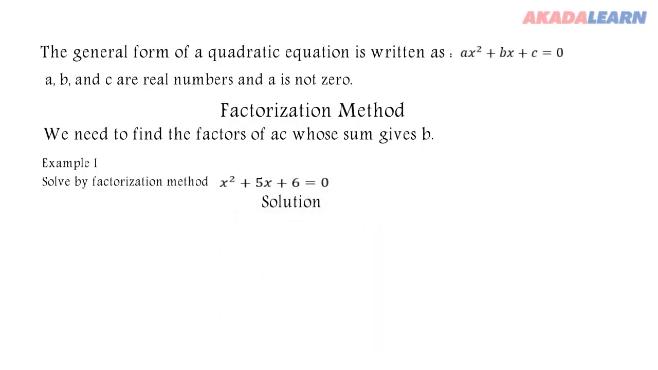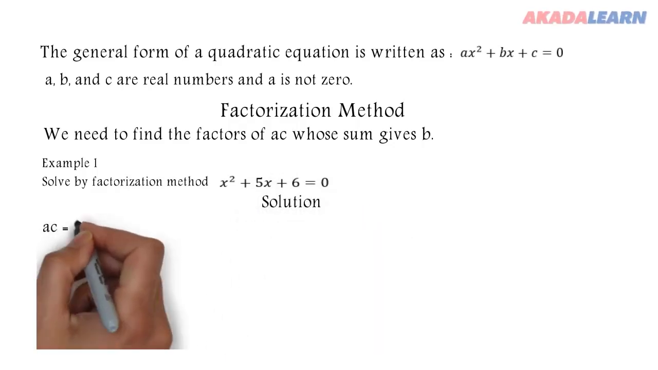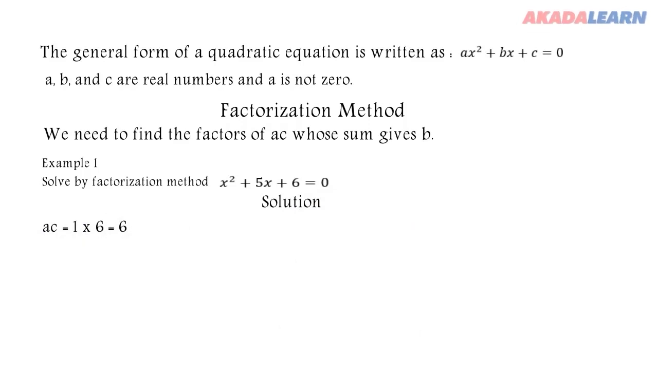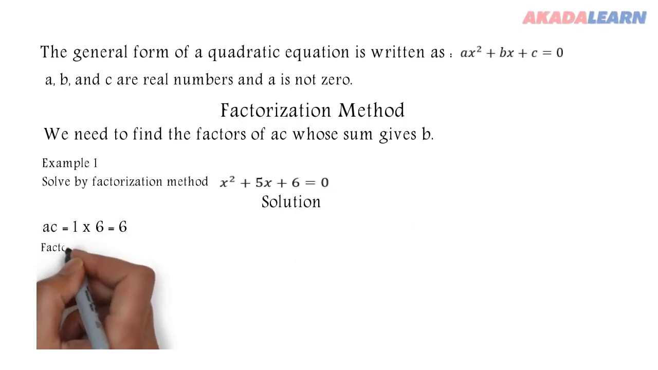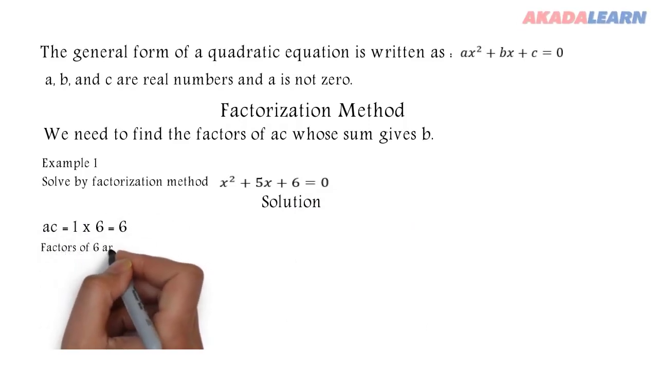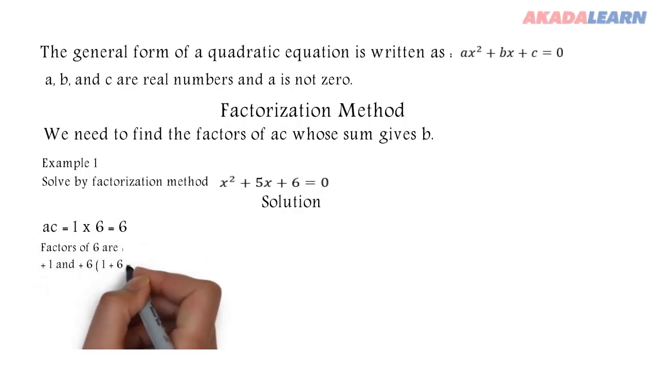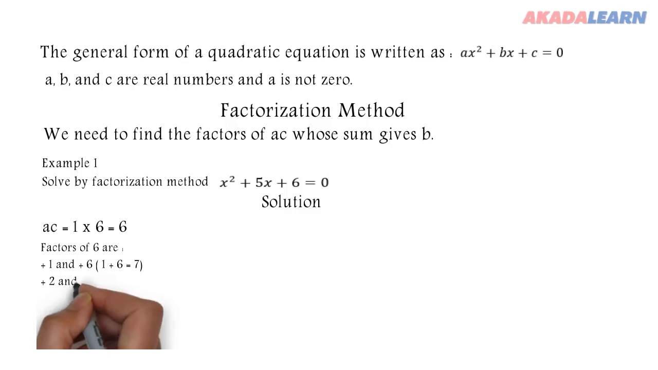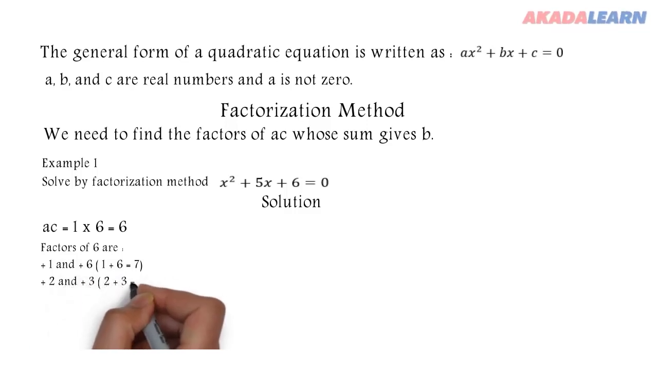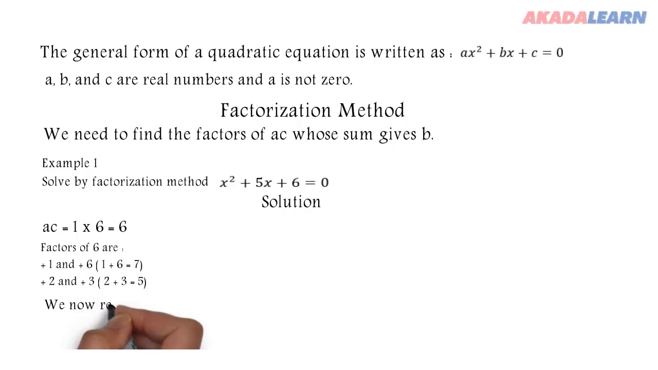Now our a there is 1 and our c is 6. So 1 times 6 is 6. Now we are going to look for the factors of 6 that, when we add them together, we will get 5. Okay, so let's try 1 and 6. 1 plus 6 is 7, not 5. Okay, let's try 2 and 3. 2 plus 3 is 5. Good. It means we've gotten the factors we are looking for.